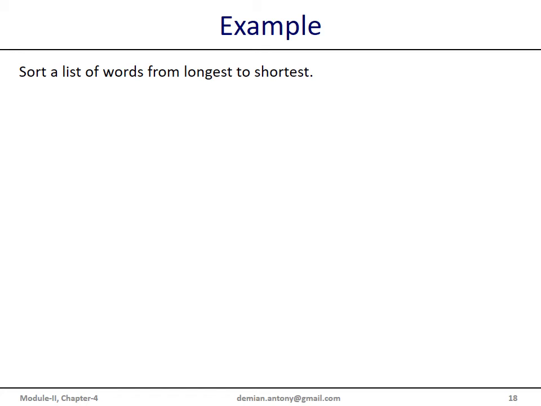Let us take up a programming example on lists and tuples. The problem is to sort a list of words based on the word length. How do we solve this problem? With the help of lists and tuples. These are the two data structures which are relevant for this problem.